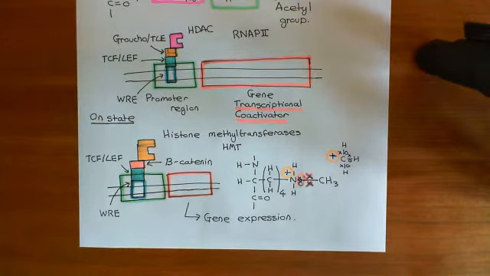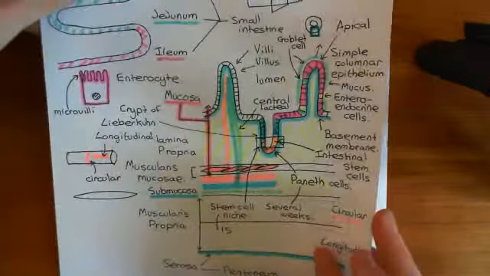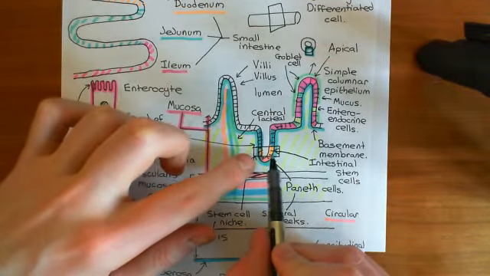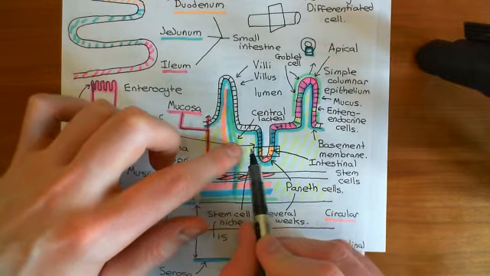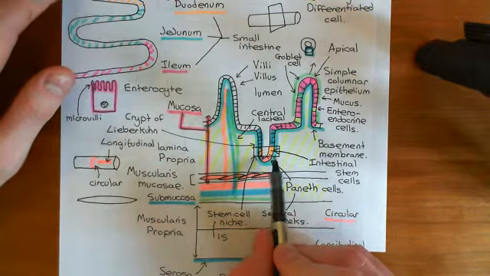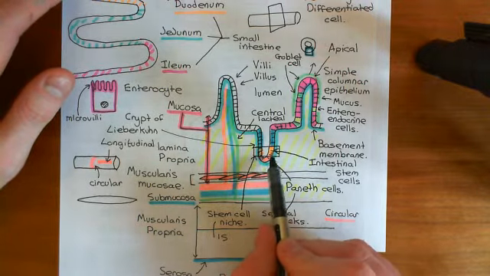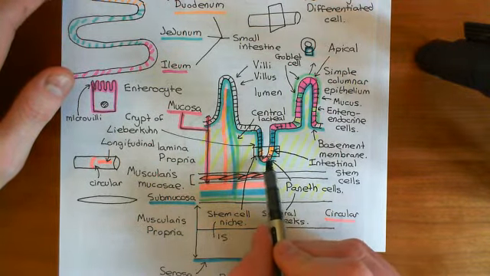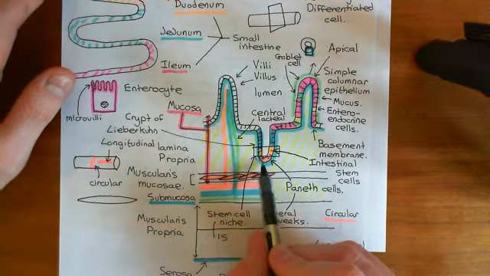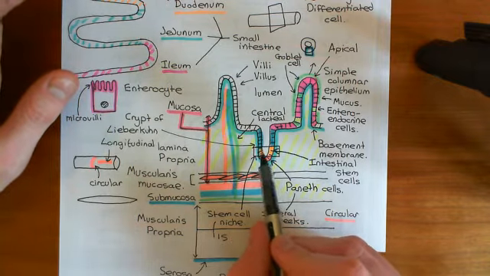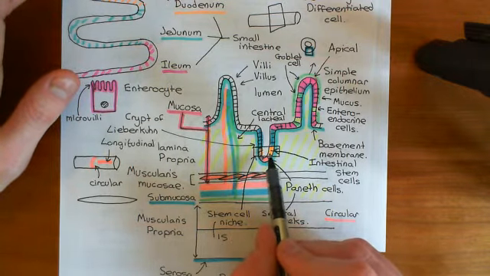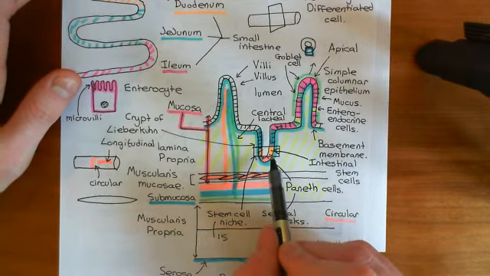Okay, so to summarize then, let me get my picture of the intestine back. So to summarize, you have these intestinal stem cells. These intestinal stem cells are in the right place. They live in this stem cell niche. They are receiving Wnt ligands from these Paneth cells right at the base here. And these Wnt signals maintain them as stem cells by turning on the expression of these genes which have a Wnt response element within their promoter region.